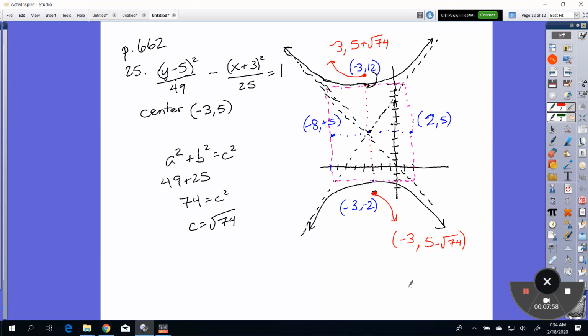So if it was sideways, though, you could add C to the x, right? Correct. So since it's up and down, you add the C to the y. If it's sideways, you add the C to the x.